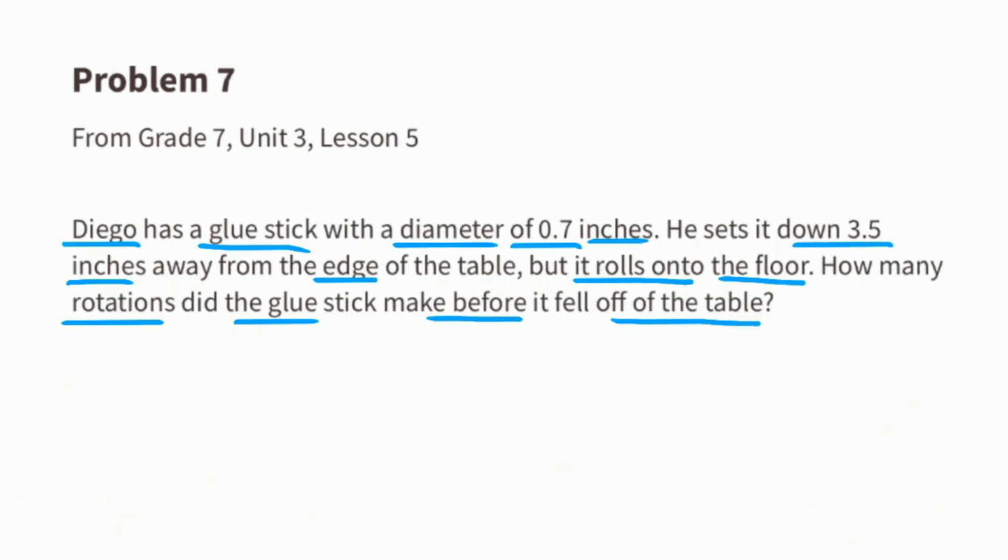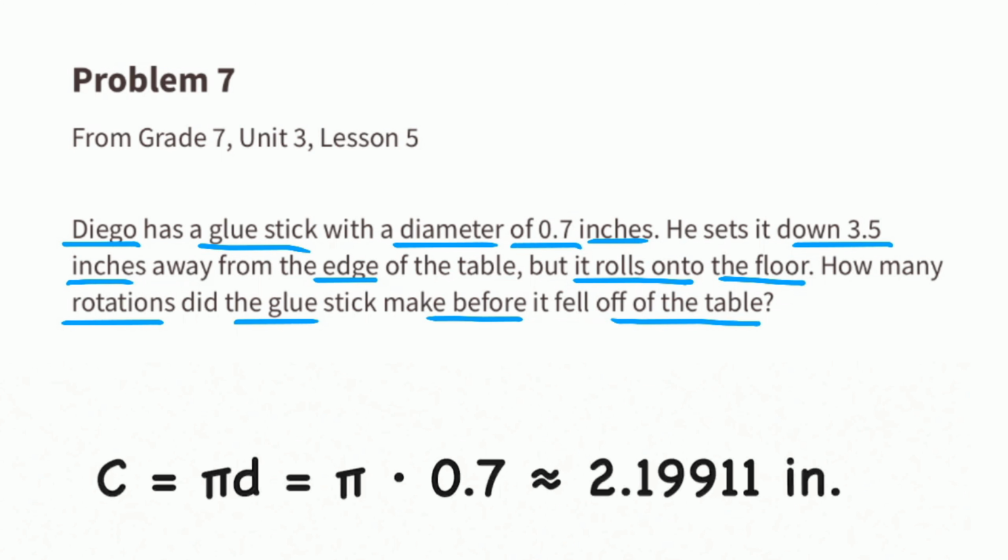Problem number 7, from 7th grade, Unit 3, Lesson 5. Diego has a glue stick with a diameter of 0.7 inches. He sets it down 3.5 inches away from the edge of his table, but it rolls onto the floor. How many rotations did the glue stick make before it fell off the table?